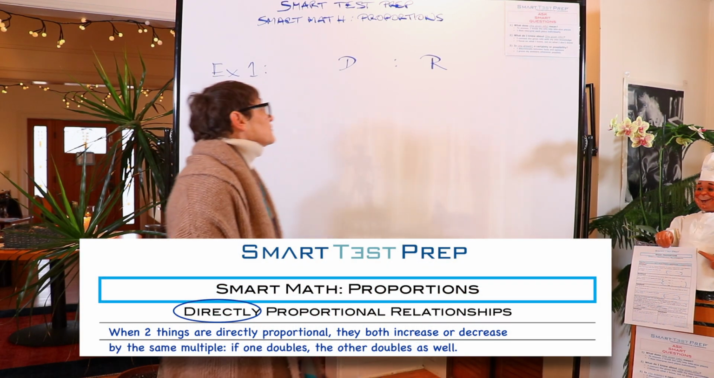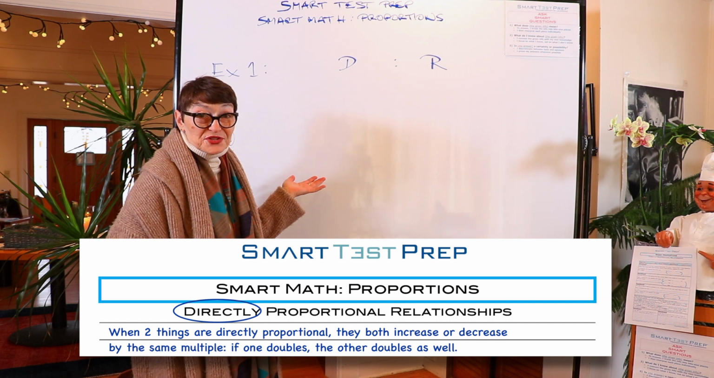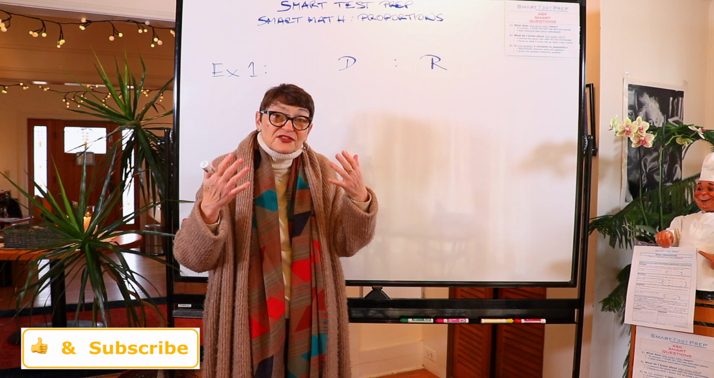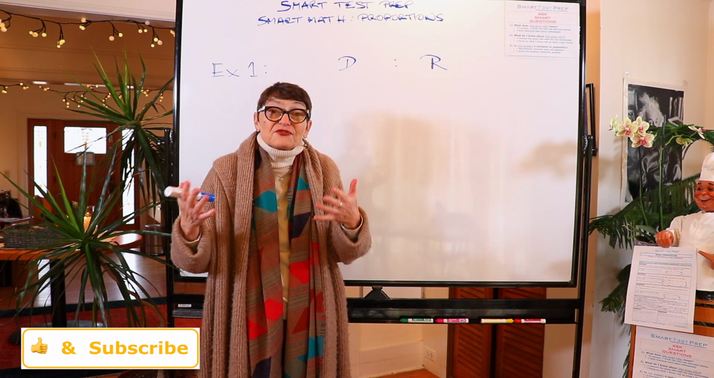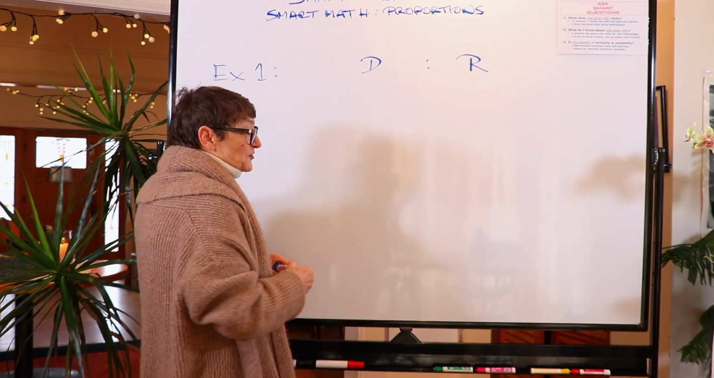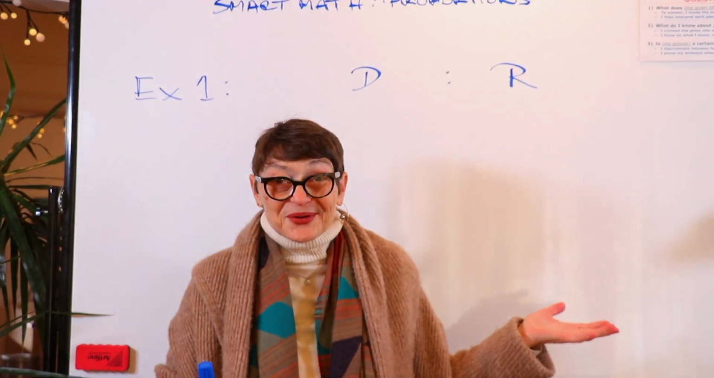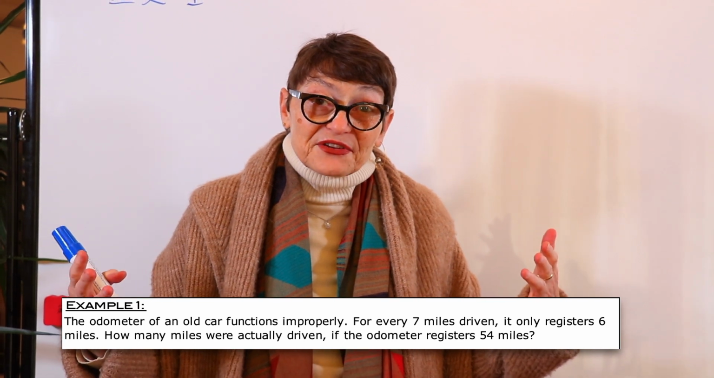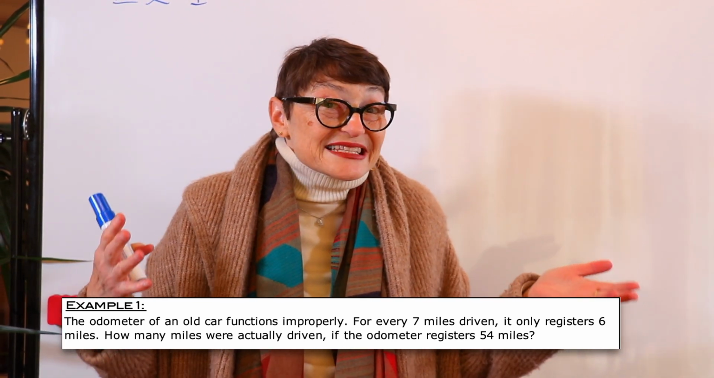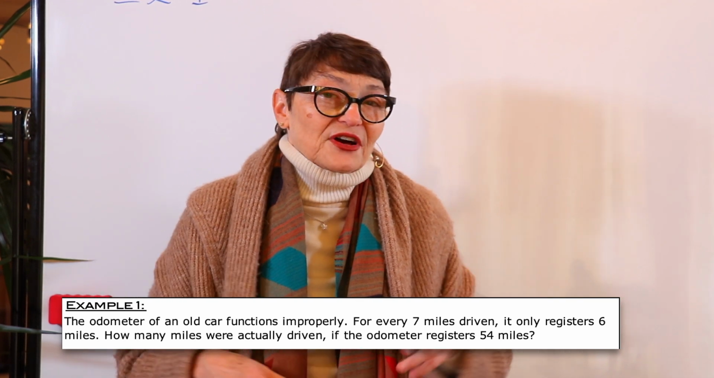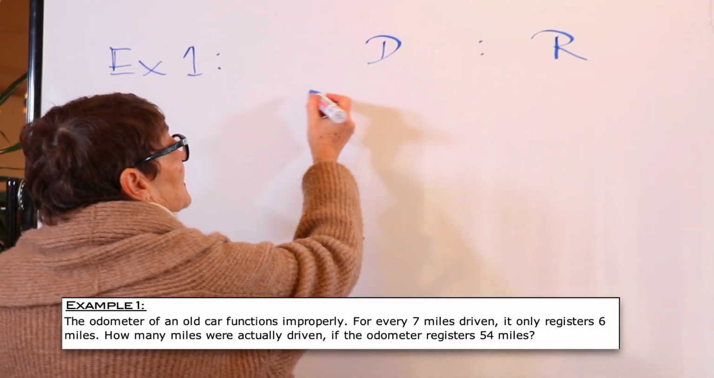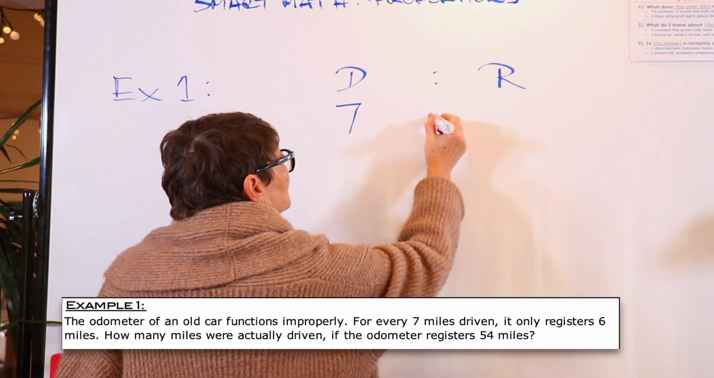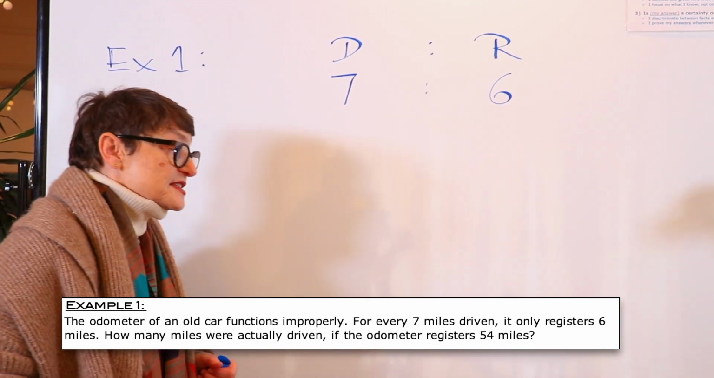So looking at the first example of a directly proportional relationship, remember, when you look at proportions, look at the most basic ways of rewriting the relationship. The first example on our smart worksheet: for every 7 miles driven, the odometer only reads 6 miles, so it's a defective odometer. How do we set this up? We have driven and we have registered. For every 7 miles driven, we only register 6 miles.